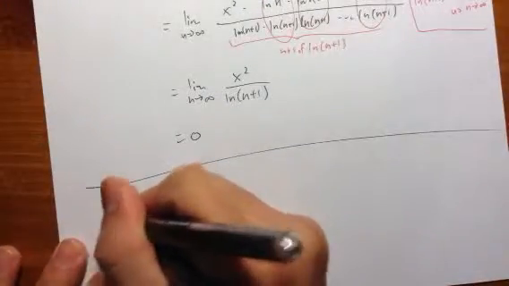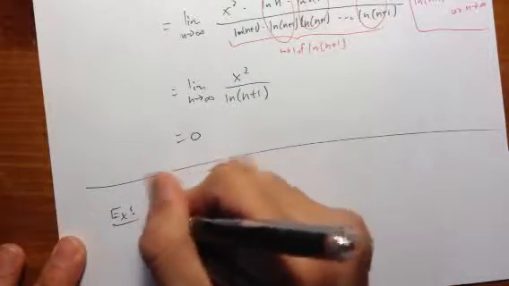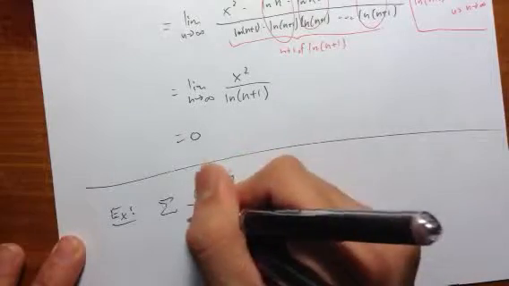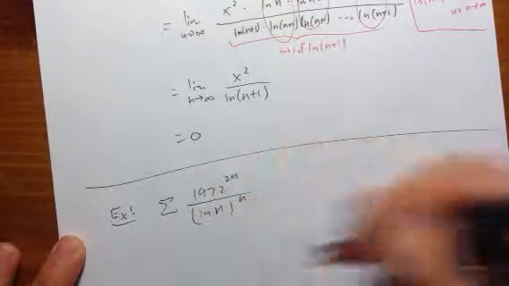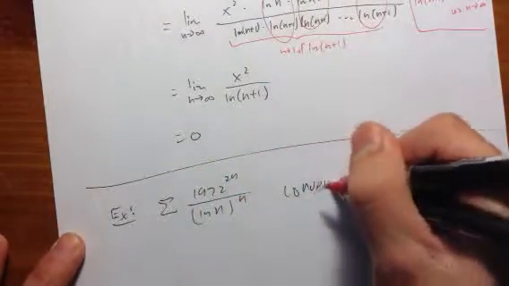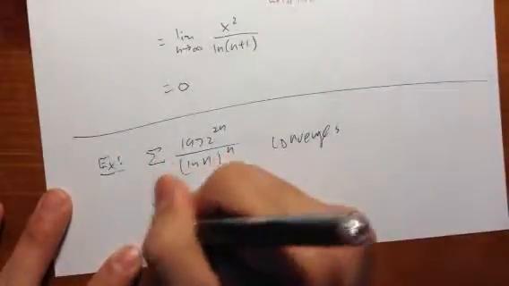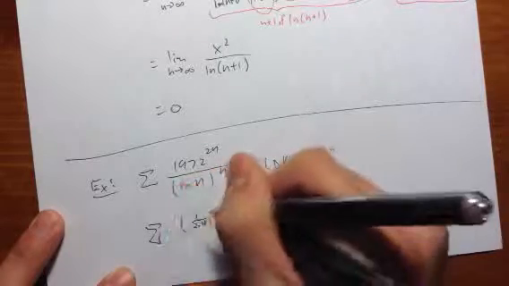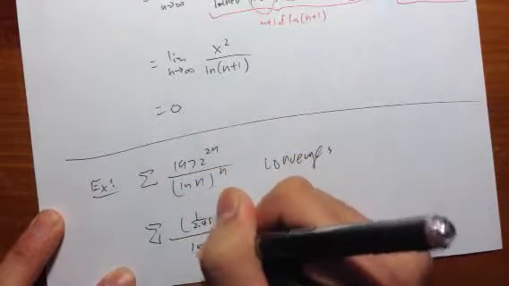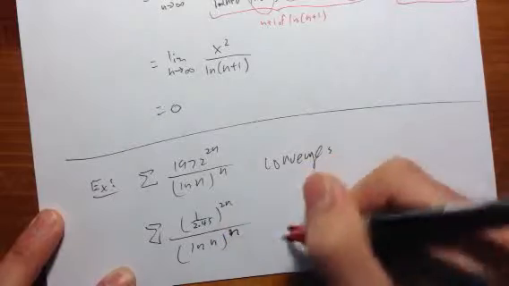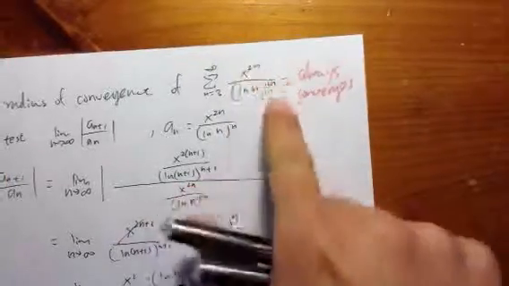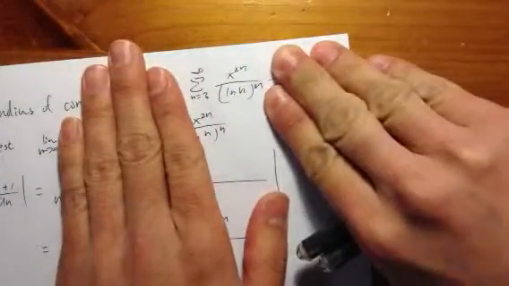I can give you some examples. Let's say I have the series 1972 raised to the 2n power over (ln n) to the n power. This guy will converge. Or I can have another one, say 1.45 raised to the 2n over (ln n) raised to the n power. This also converges. So that's what it means when you have a series that always converges. You can plug in any number for x, and it will always turn out to be a finite sum.